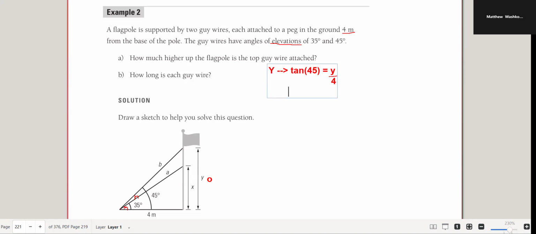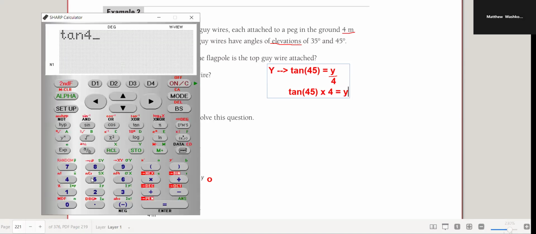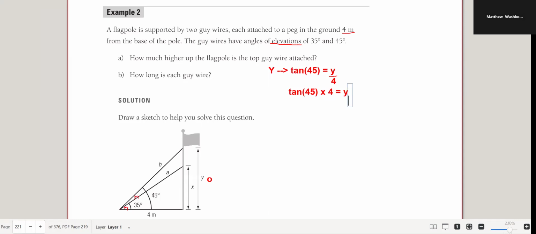Then it's just tangent of 45 times 4 is equal to Y. To make sure I got that right, yes. That gives us a nice easy answer where Y is literally equal to 4. The length of Y is 4.